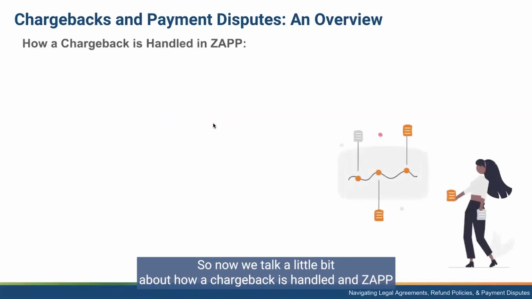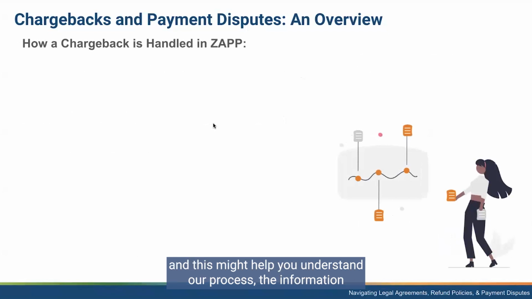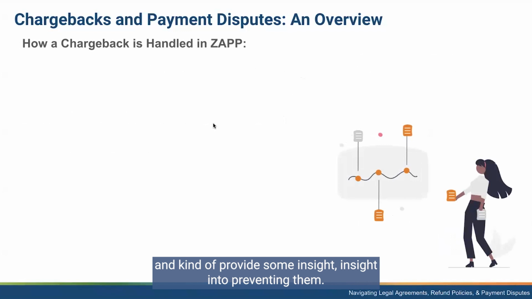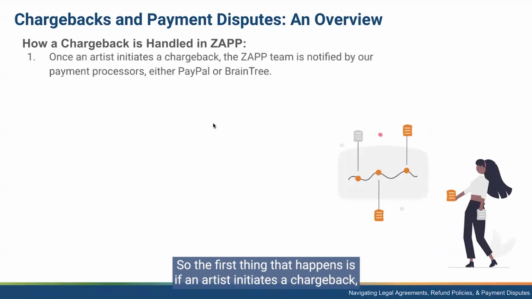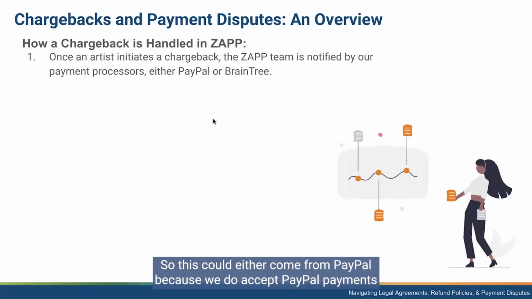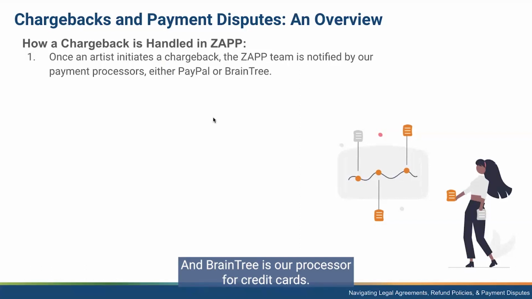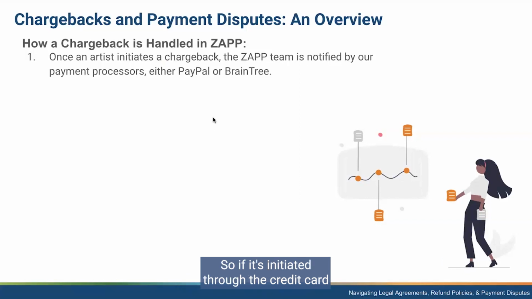So now we'll talk a little bit about how a chargeback is handled in ZAPP, and this might help you understand our process, the information that we're looking for when we are helping you handle a chargeback, and provide some insight into preventing them. The first thing that happens is if an artist initiates a chargeback, the ZAPP team is notified by our payment processors. This could either come from PayPal, because we do accept PayPal payments, or from Braintree, which is our processor for credit cards. If it's initiated through the credit card or bank, it will come to us from Braintree.